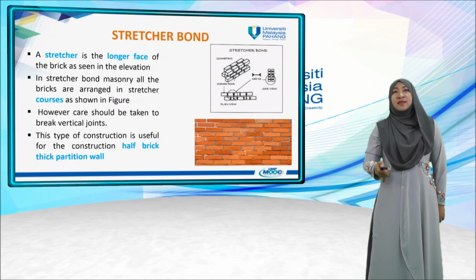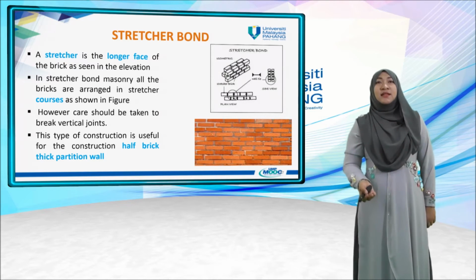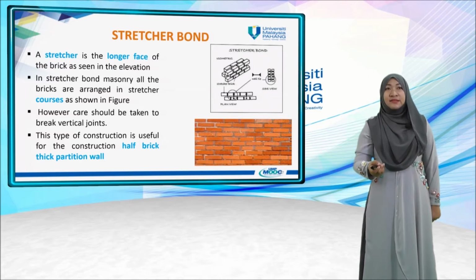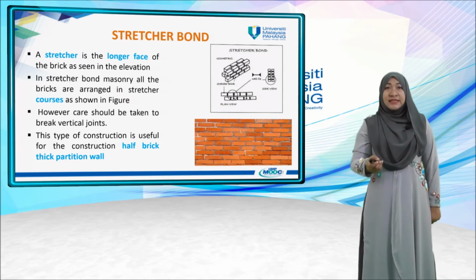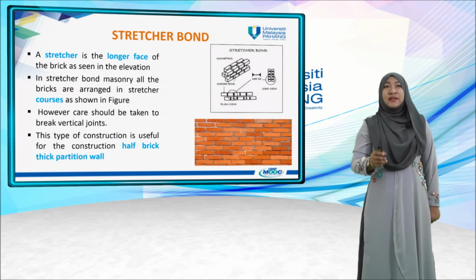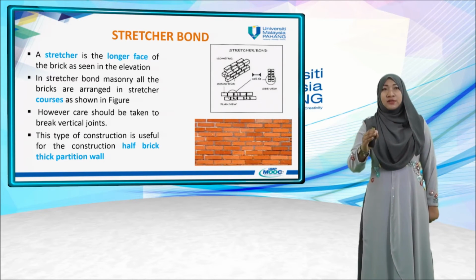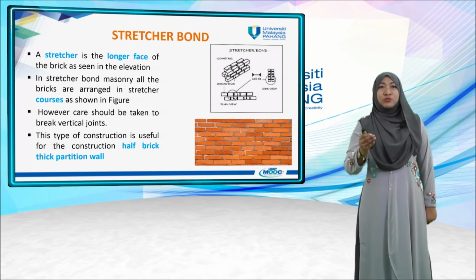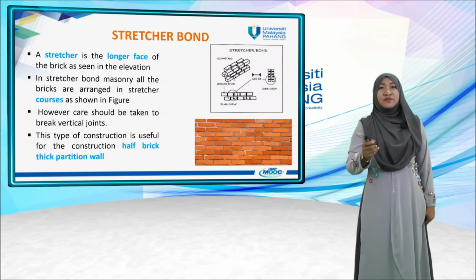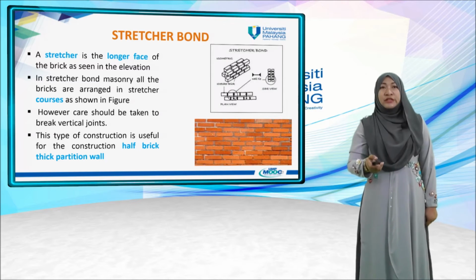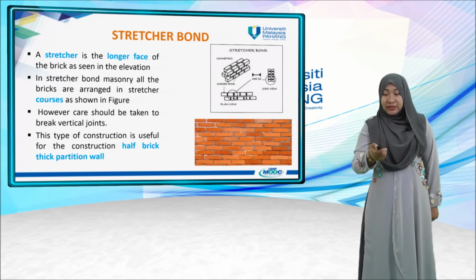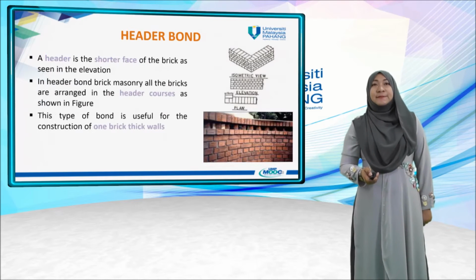Now we can see the detail. What is the stretcher bond? A stretcher is the longer face of the brick as seen in the elevation. In stretcher bond masonry, all the bricks are arranged in stretcher courses. However, care should be taken with the brick vertical joints. So this type of construction is useful for the construction of half-brick thick partition walls as shown in the figure.